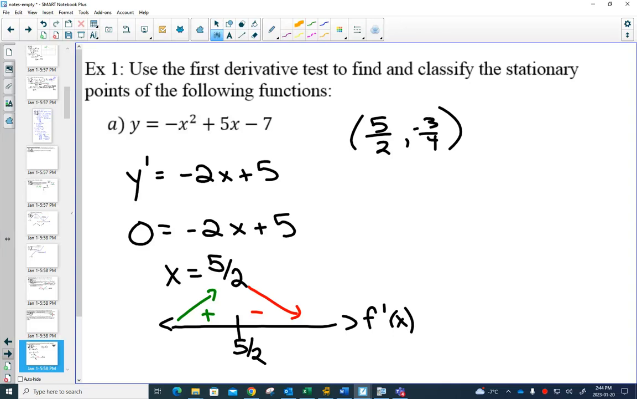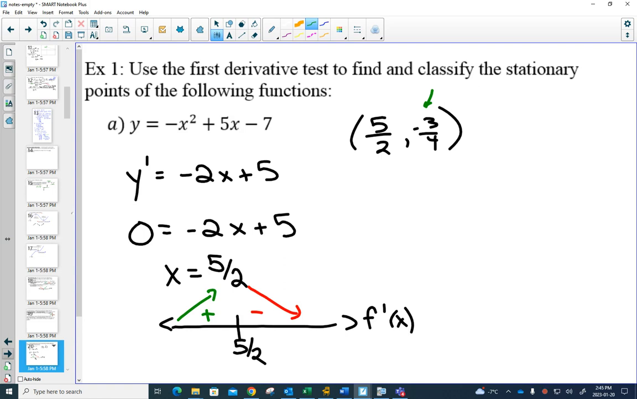Is that right? Maybe? A little bit of mental math, hopefully. If it's not, we don't really care right now. We'll pretend my mental math worked out. Okay? So how do I find the y coordinate? I find that y coordinate by plugging 5 over 2 in for x into the original equation.